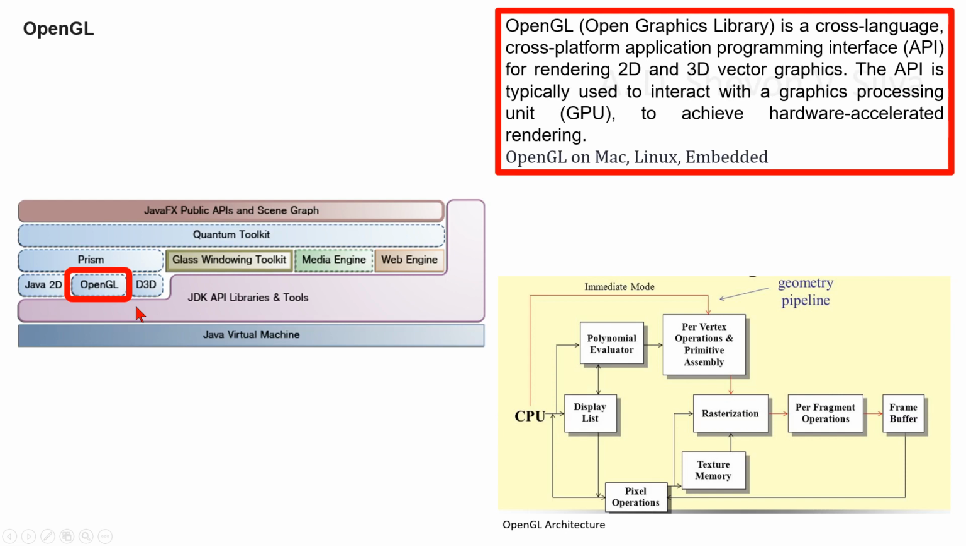Here you can see the OpenGL architecture. GPU is connected to display list and polynomial evaluator and per vertex operations and primitive assembly.